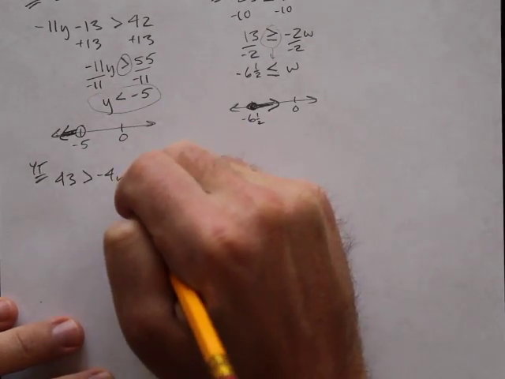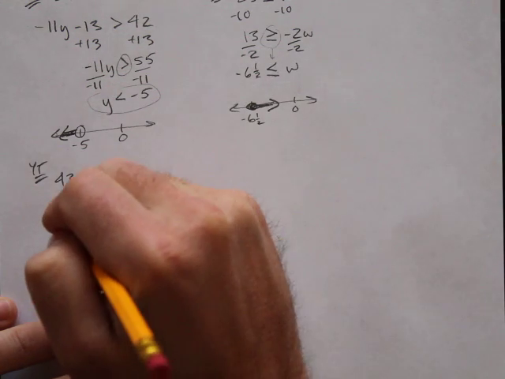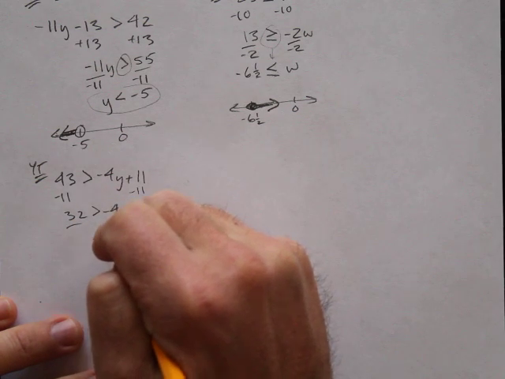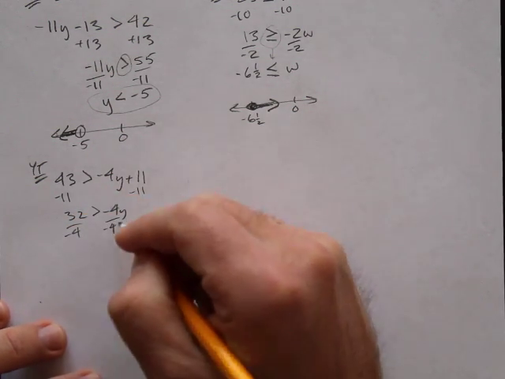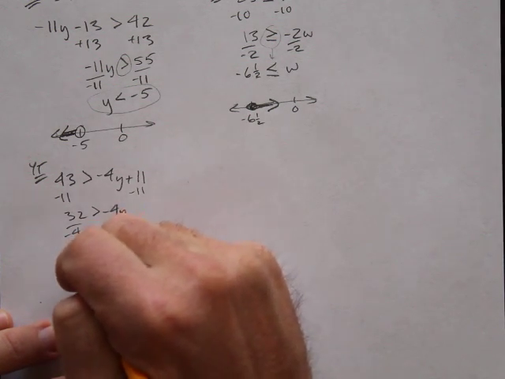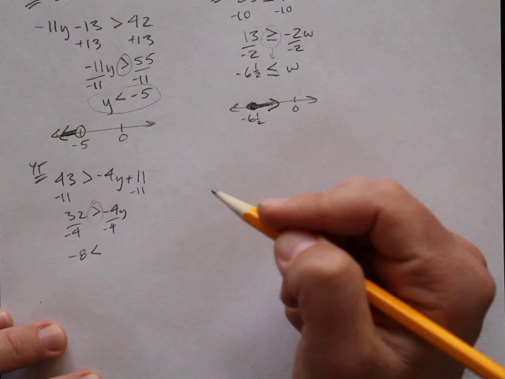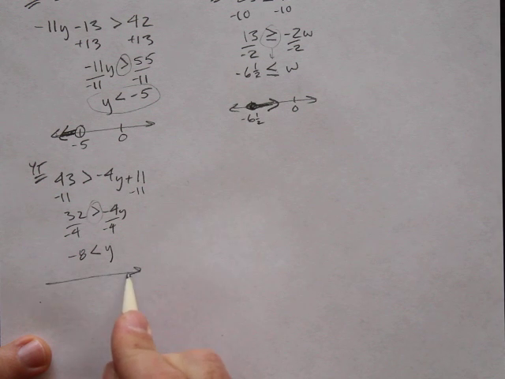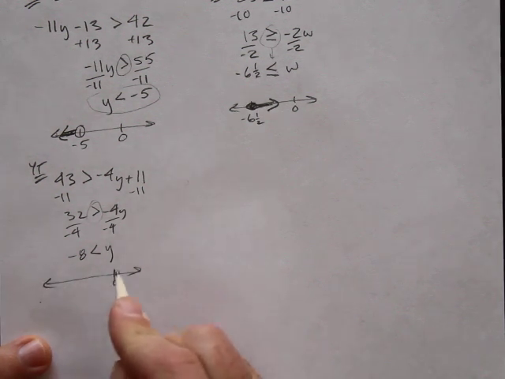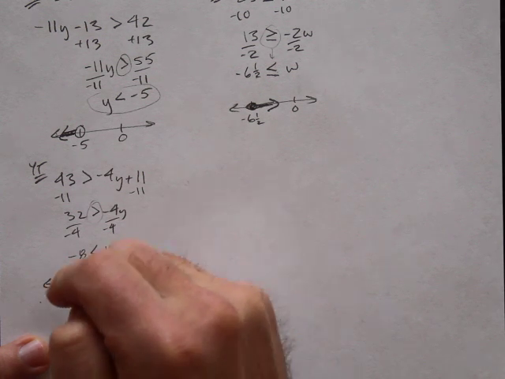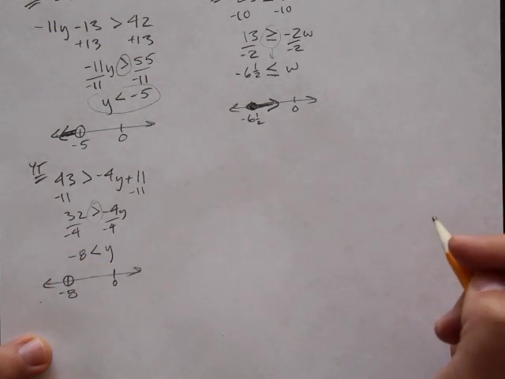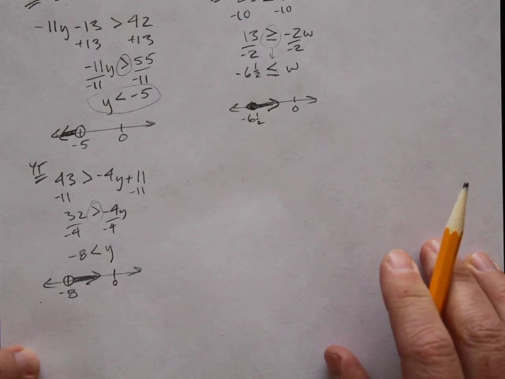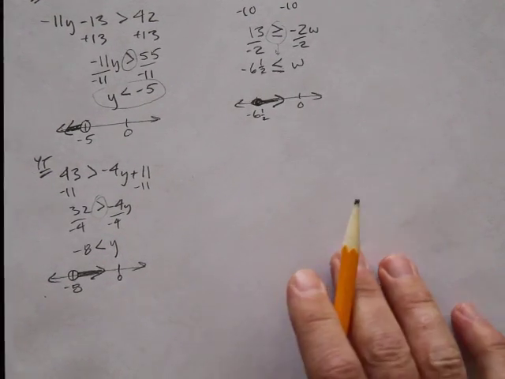All right, let's see how you did. I'm going to subtract 11 from both sides, so I end up with 32 is greater than negative 4y. Divide both sides by negative 4 so that I just have one y there. I've got negative 8 is less than y. I had to switch my sign because I divided by a negative number. Here is my number line, here is 0, here is negative 8. Less than, not or equal to, and negative 8 is less than y, so that means y is greater than negative 8. Sorry. All right, let's keep going.